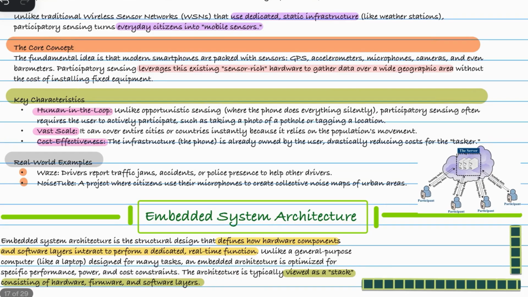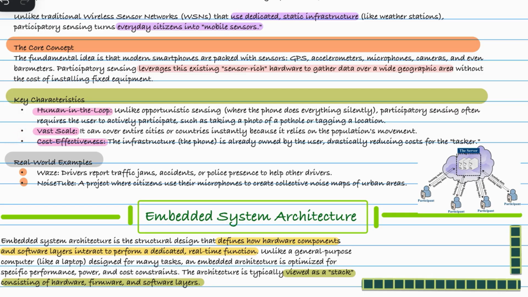If we talk about key characteristics, first is human in the loop. This is a vital technical distinction. There are two ways a phone can gather data. One is opportunistic, where your phone silently collects data in the background without you knowing, right? Participatory sensing, however, actively involves the human. The user must make a conscious decision to participate, like actively clicking a button to report a pothole, tapping an app to verify a location, or opening their camera to log pollution.